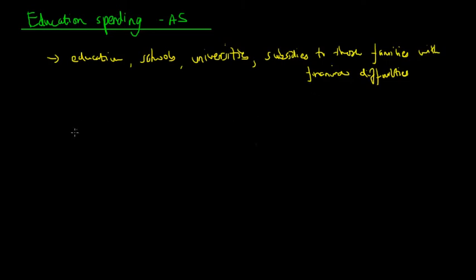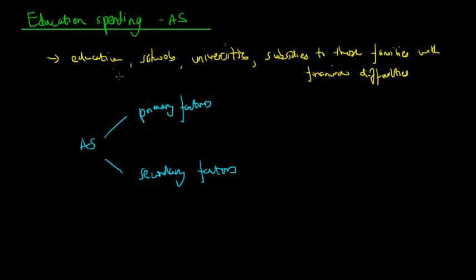So we're going to break down aggregate supply again into two different parts. Firstly, we have the primary factors of production, and secondly, we have the secondary factors of production. We're going to use this as a basis of our analysis as to why education is so important in maintaining a long-term sustainable aggregate supply. So primary factors, as we should know by now, relate to land, labor, and capital. These are all tangible items.